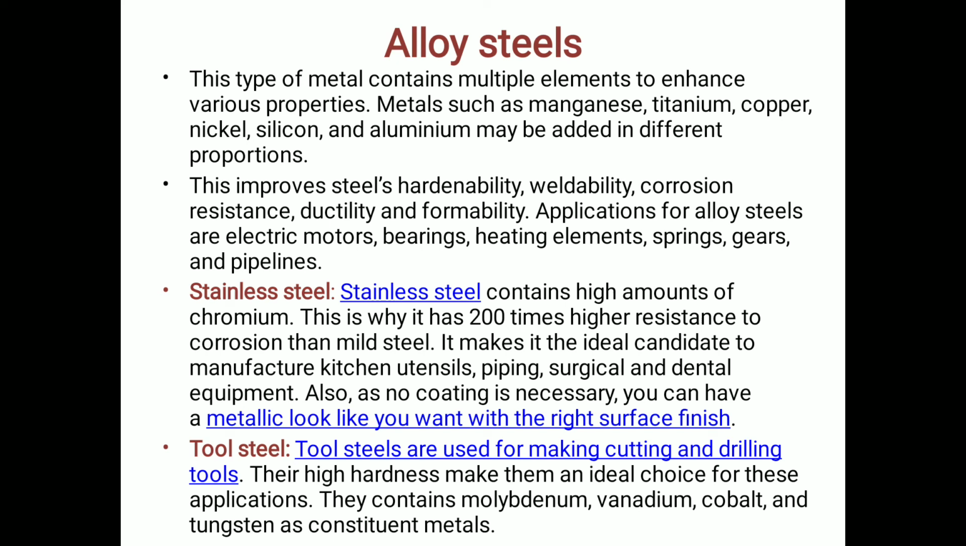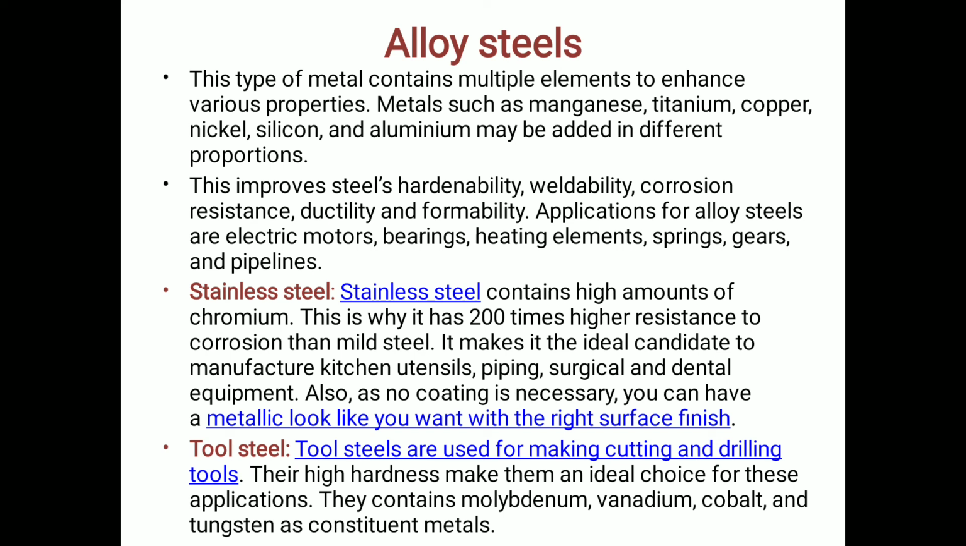Stainless steel. Stainless steel contains a high amount of chromium. This is why it has a much higher resistance to corrosion than mild steel. It makes it an ideal candidate to manufacture kitchen utensils, pipes, and surgical and dental equipment. Also, no coating is necessary. You can have the metallic look you want with the right surface finish.